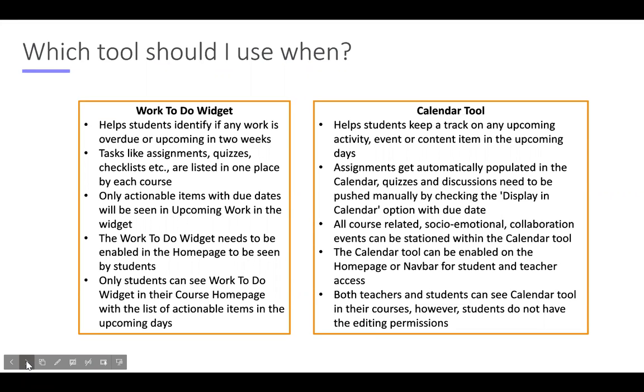I see a question in the question pod. Is there a way to get the info from Dropbox to either the checklist or the work to do widget automatically? I'm not sure, Marlene, if I can help you with this question, but I'll be more than happy to send you any documentation I have on this. Meanwhile, Bridget, do you have an answer to this question? I don't believe there's a way for the checklist to get the info from the Dropbox. The work to do widget might be a little bit different, but we can definitely get you some follow-up information for this one. Thank you. Thanks, Bridget.